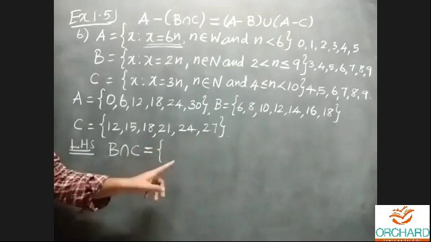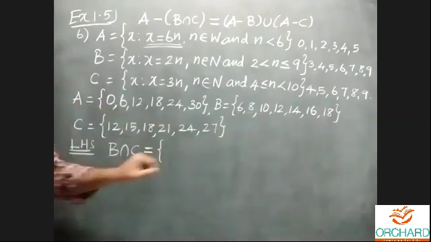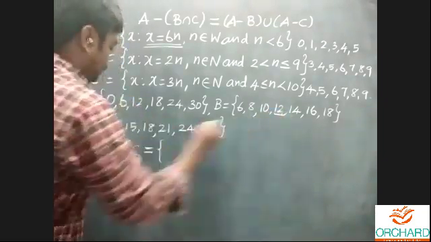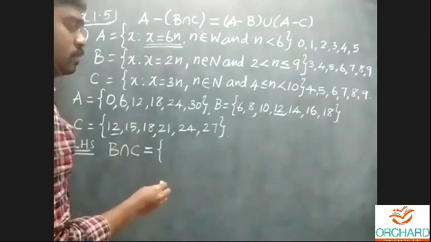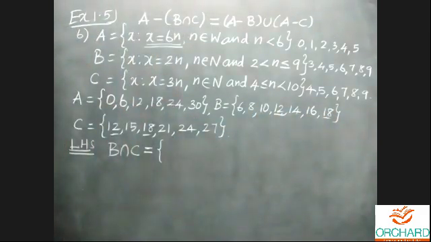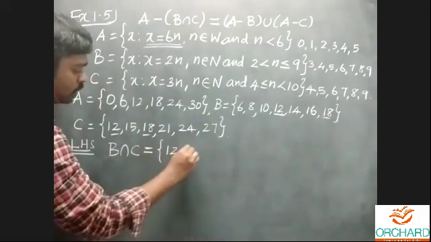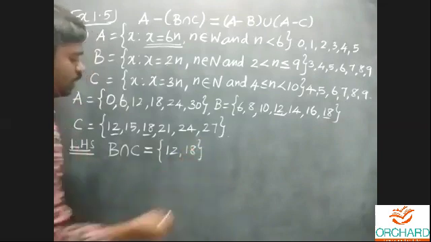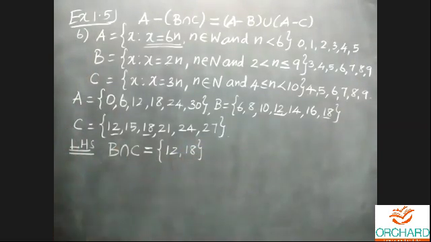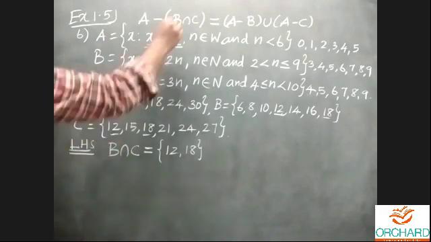What is the common element between B and C? That element 12, and next 18. These two elements are common between the sets B and C. Which elements are common? 12, 18. These two are the common elements. 12, 18 is B intersection C.